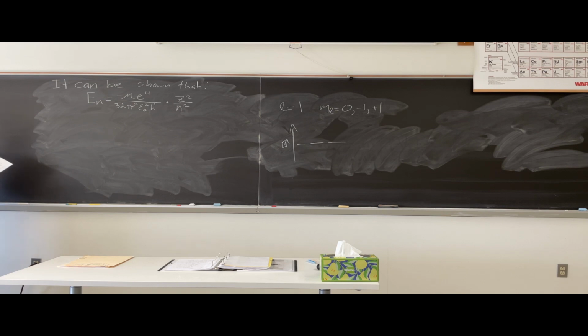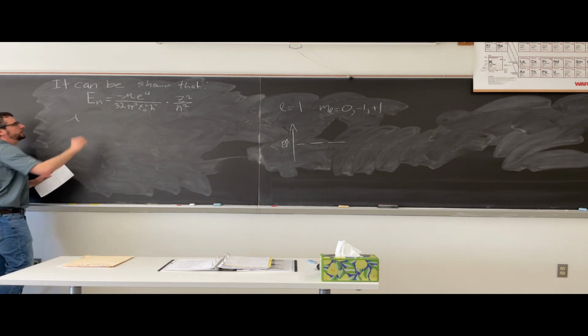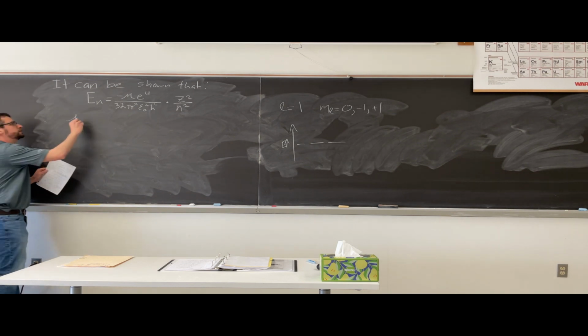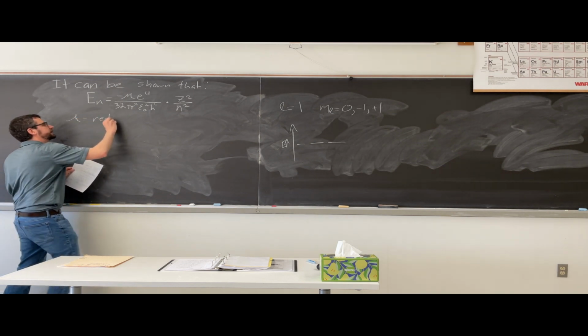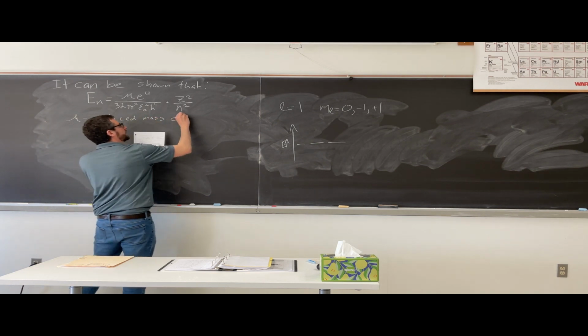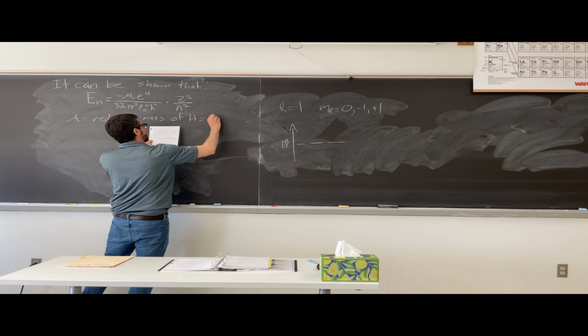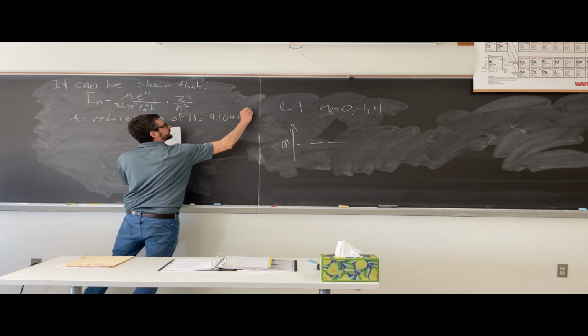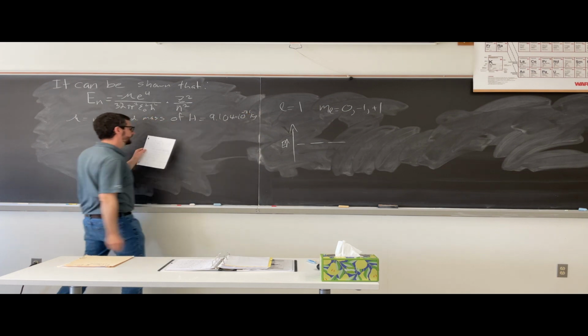Okay, so what's that mu again? Yep, it's the reduced mass. In this case, it's the reduced mass of hydrogen, which is equal to 9.104 times 10 to the minus 31st kilograms.